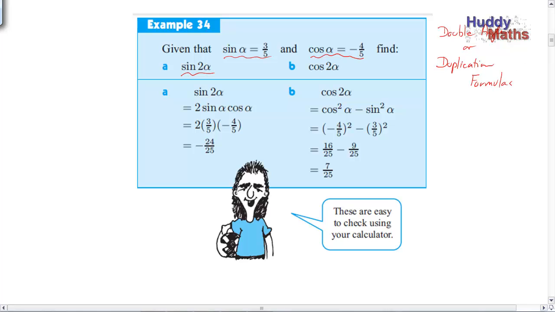Okay, so let's have a look. Sine 2A. First of all, we say it's 2 sine A cos A. And then we can put the values in from up here. And we can easily find it.